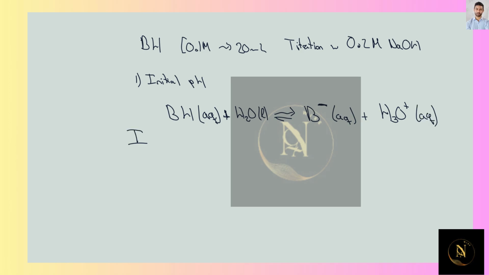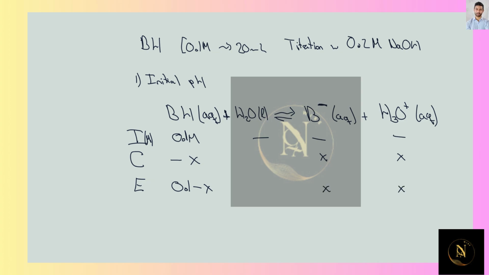So if we use our ICE table, we know that the initial concentration of this acid is 0.1 molar. Here, all of the values of the ICE table are going to be in molar. Let's assume that we start with zero of each. Water doesn't matter because it is a pure substance. Now, the amount of change, we're going to call it minus x. This is going to produce x and x over here. And at equilibrium, we are going to have 0.1 minus x, x, and x.